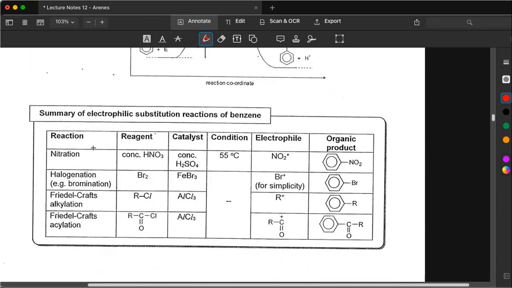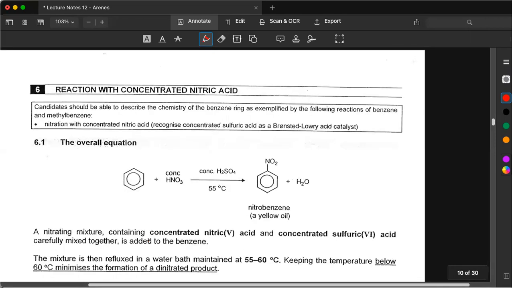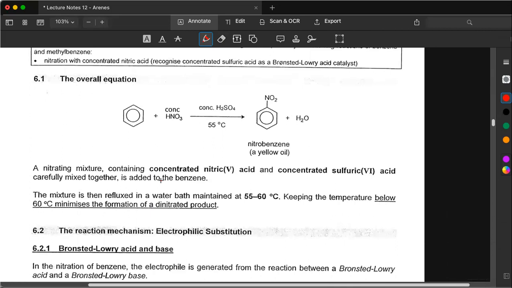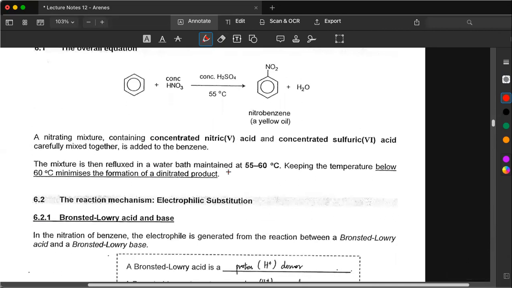So this is a summary of the reactions, reagents, catalysts, conditions, electrophile involved, and the organic product formed. Now, let's start with the first one, concentrated nitric acid. Remember, concentrated. We have concentrated nitric acid and concentrated sulfuric acid mixed together with the benzene. The mixture is refluxed in a water bath between 55 to 60 degrees Celsius. So we need to keep the temperature below 60 to minimize the formation of dinitrated product.